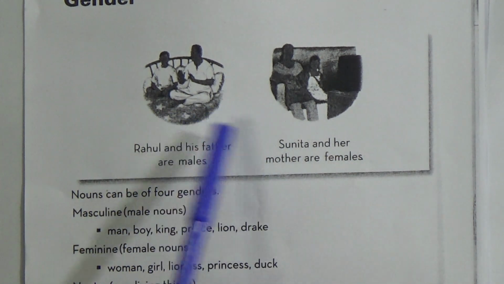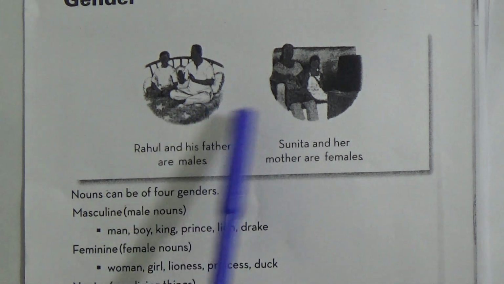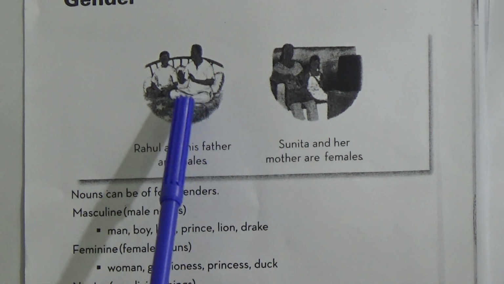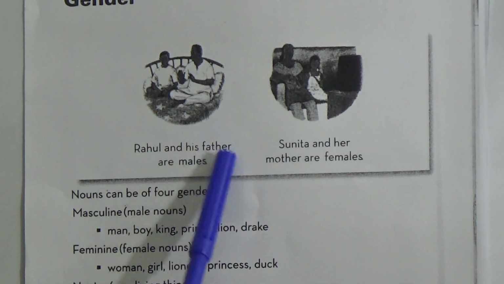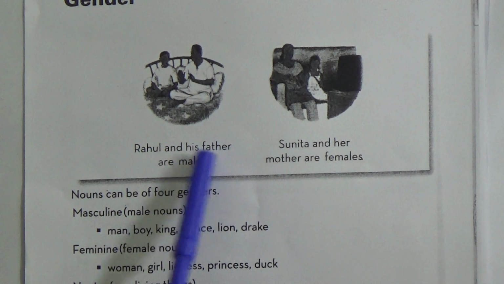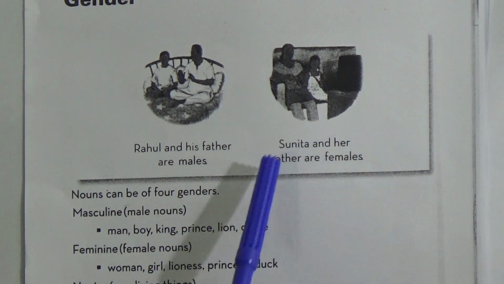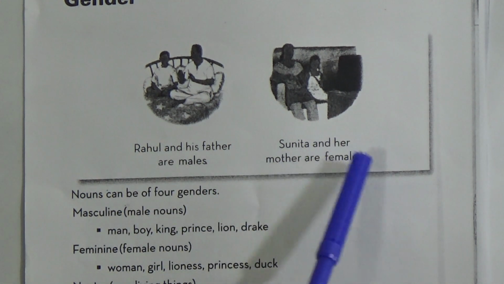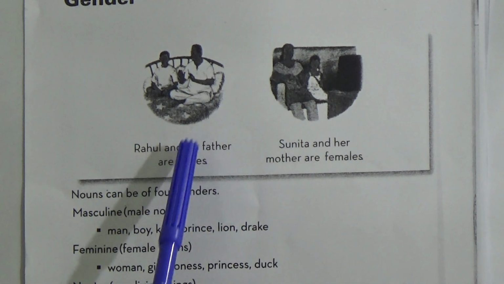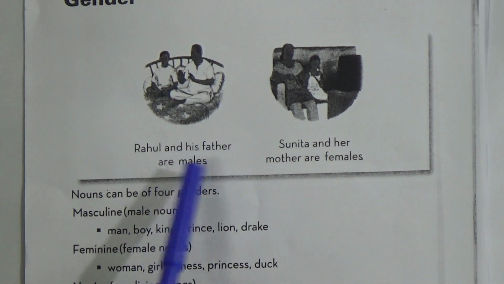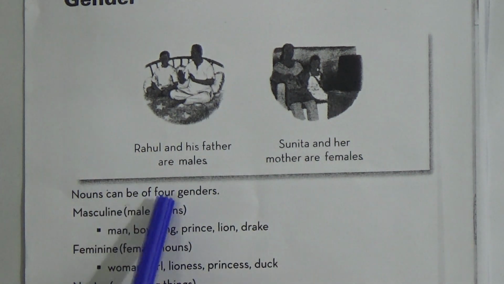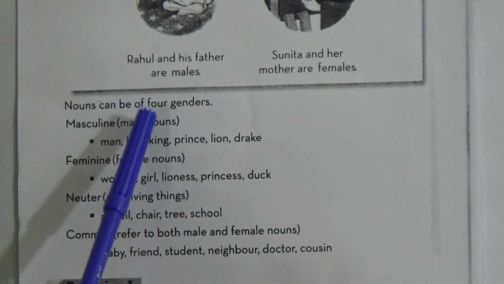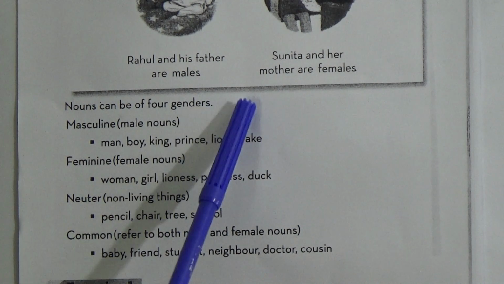In these two pictures we are seeing that all of them are people, but we can identify them in a different way. That means Rahul and his father are males, and Sunita and her mother are females. So in this way we can identify a person in a different way. It is gender. Nouns can be of four genders, so we can identify gender in four groups.